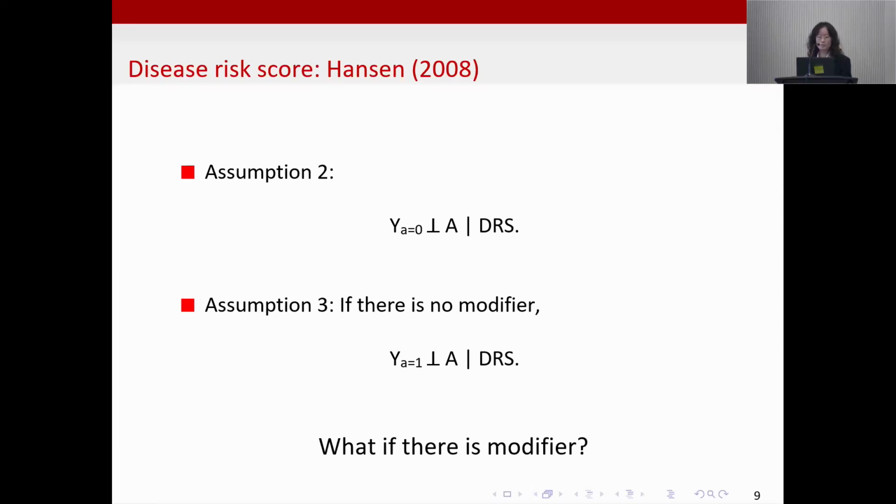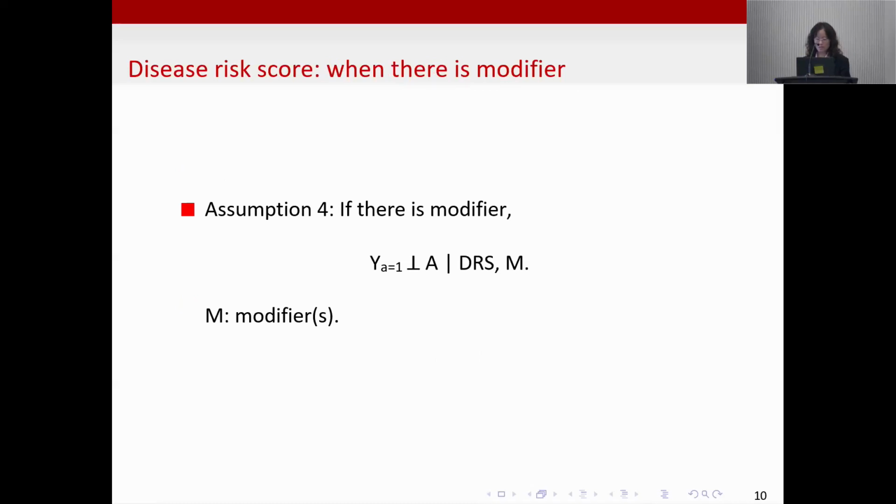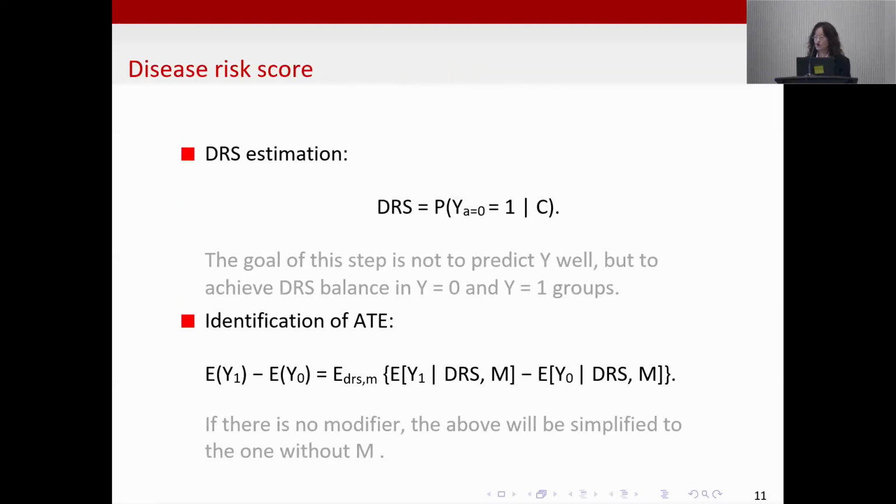The critical assumption of using DRS, but not stated by Hansen, is: if there is M, then what can the confounding assumption be? It's not hard to infer from the previous assumptions that when conditioning on both DRS and M, Y sub 1 is unassociated with A. Then using the G formula, we can estimate ATE similar to what we do when using PS.